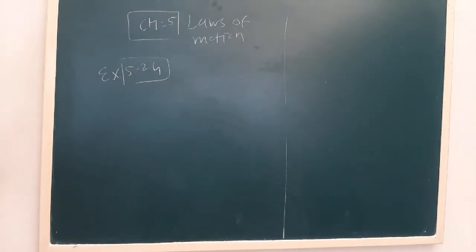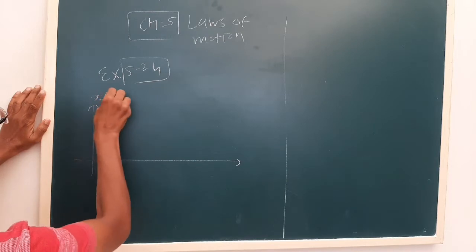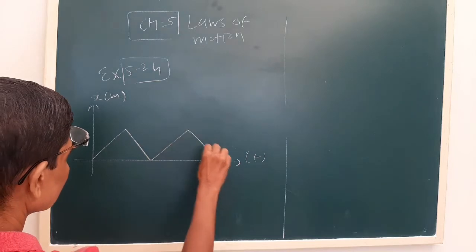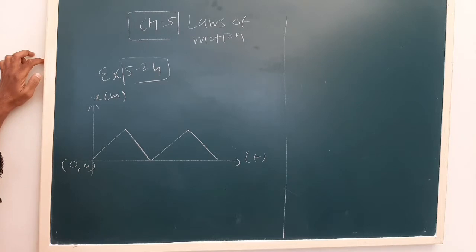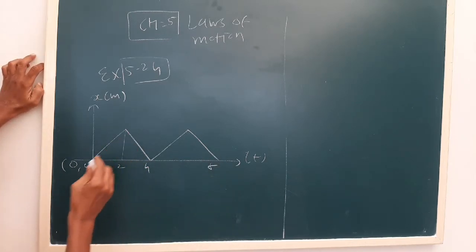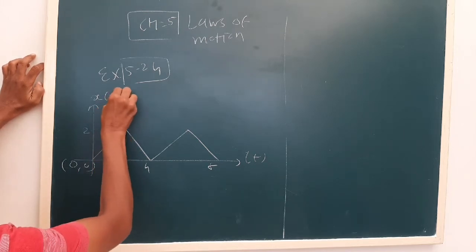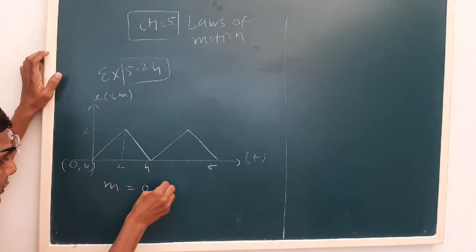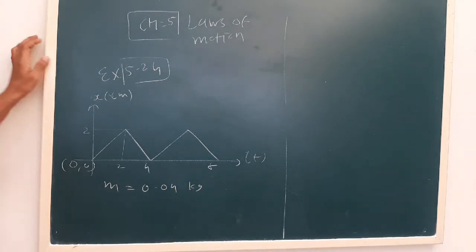Here the displacement versus time graph is given. X is in meter, T is in second. They are symmetric triangles. Coordinates are 0, then 4, 8, and x is given as 2, here in centimeter. The mass of the body is given as 0.04 kg. What you have to calculate is the impulse of force.